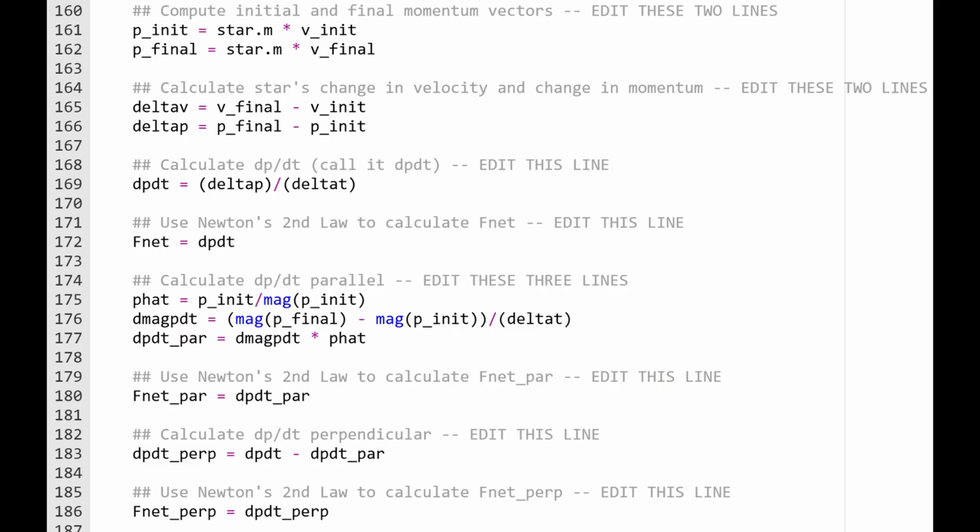And then here we can see a screenshot of some of the code from part 1 where we modeled the orbit of the star around the black hole. The F net was determined to be dp/dt, which matches the fundamental physics principles we discussed earlier. We calculated the F net parallel and F net perpendicular using Newton's second law, and then we added those together for the total net force.